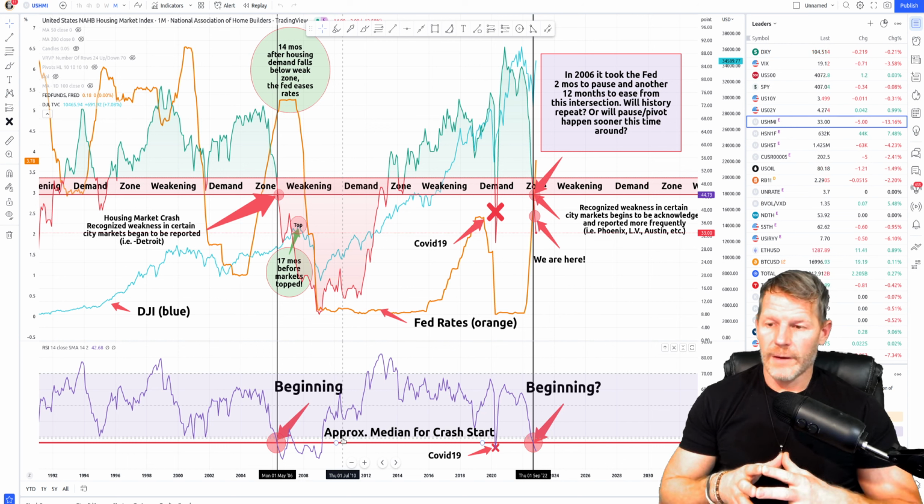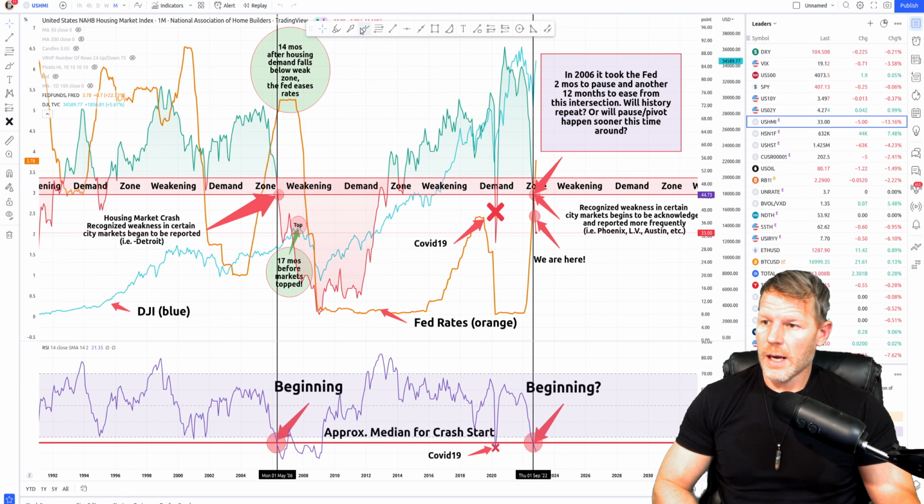Now, what I find really interesting from a historical perspective is how the Fed reacted once weakness in the housing market was recognized. You can see here I have captioned that in 2006, the housing market crash had already started, and it wasn't really recognized except in cities like Detroit, where it had already begun.